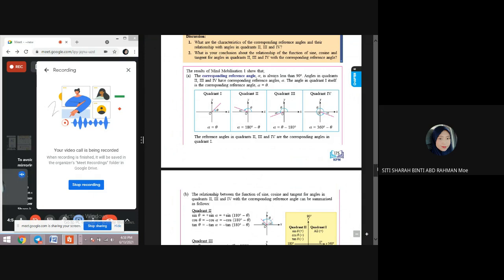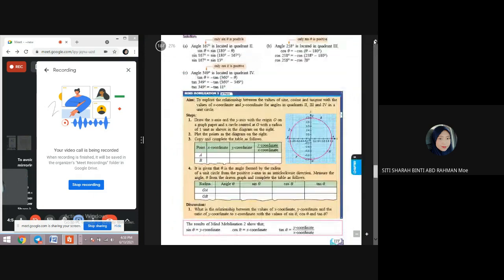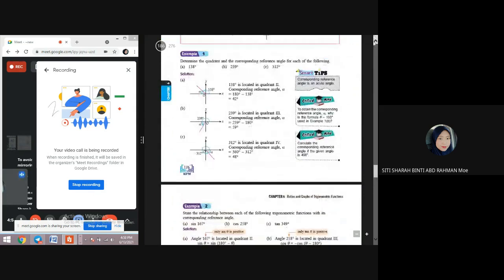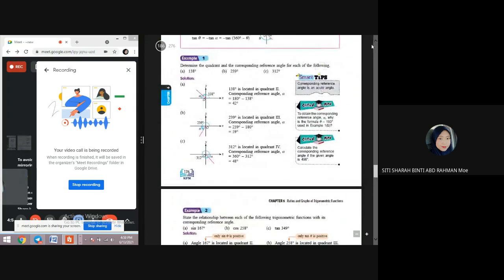So next, look at B. We have given angles. Determine the quadrant and the corresponding reference angle for each of the following. So here the first one, A, given is 138 degrees. So 138 degrees is in the second quadrant. So in the second quadrant, we will use 180 minus 138 degrees.